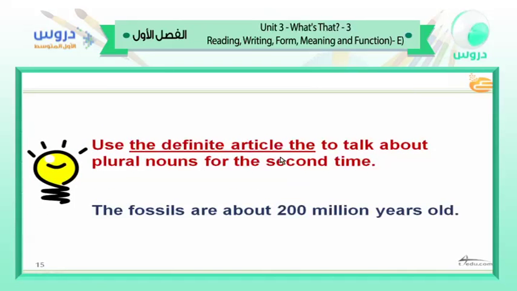Use the definite article the to talk about plural nouns for the second time. Okay, the fossils. Here it is the second time we mention fossils, so I use: the fossils are about 200 million years old. It's the second time I talk about the fossils.